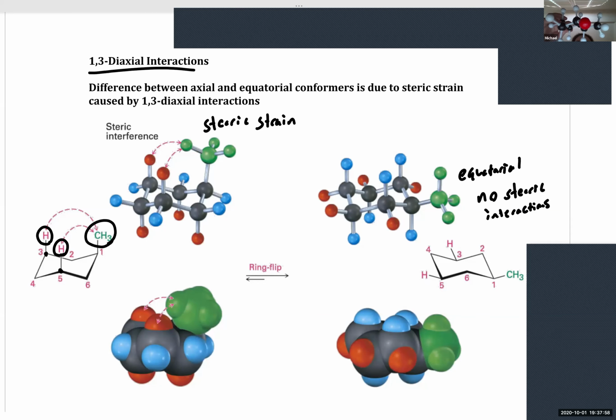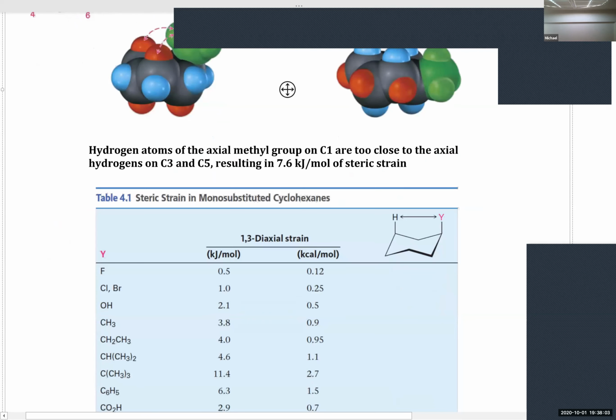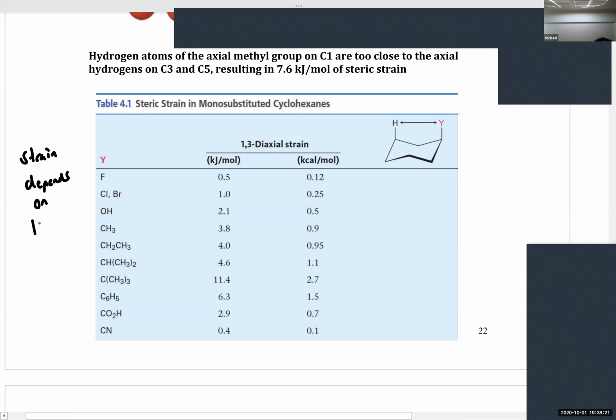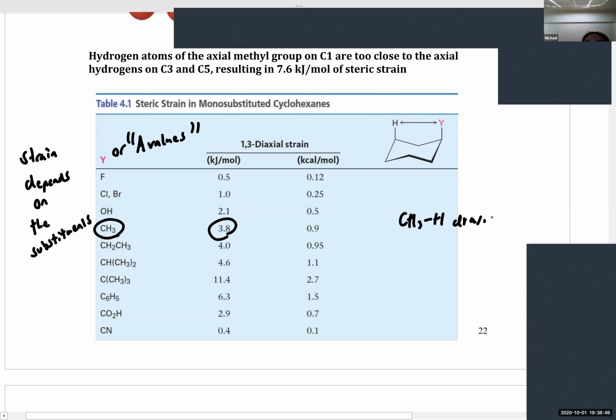Now, to tie back, steric strain depends on the size of our substituents. So strain depends on the substituents, and we use A values, quote unquote, to assess the amount of steric strain associated with an axial substituent. For example, a methyl group, for a single methyl-hydrogen diaxial interaction, costs us about 3.8 kilojoules. An ethyl group, which is larger and has more steric bulk, pays a greater penalty.